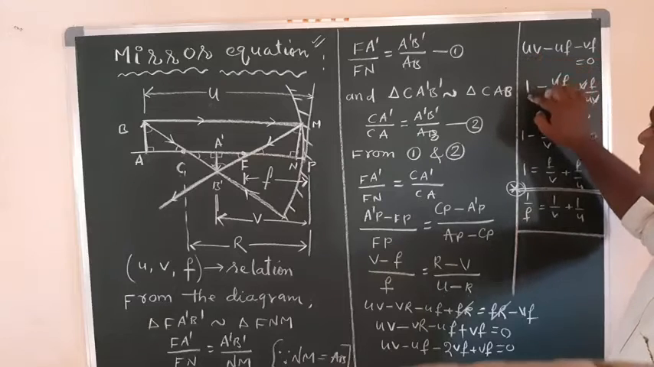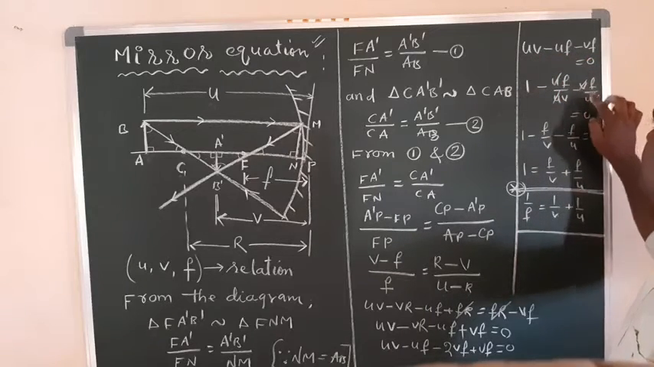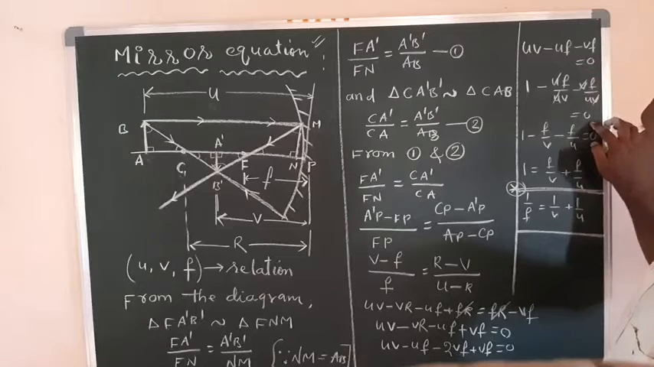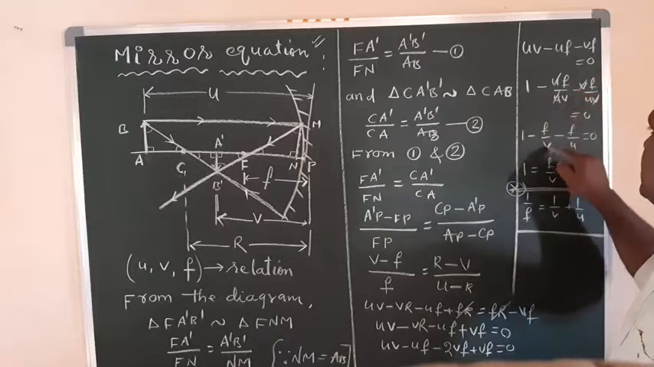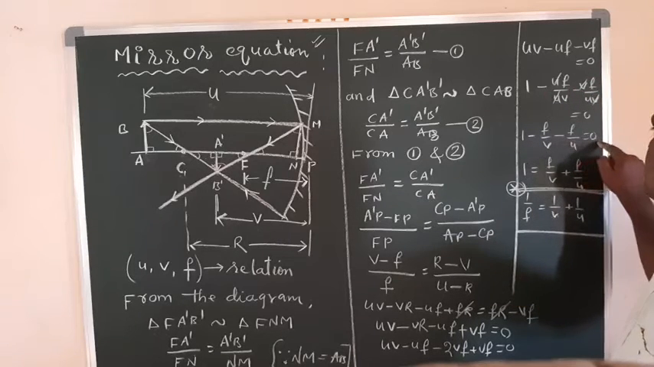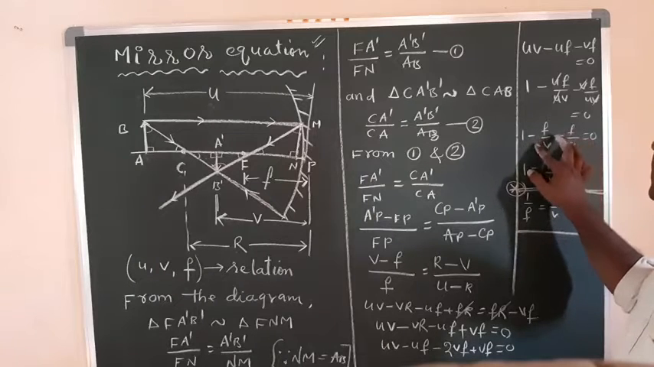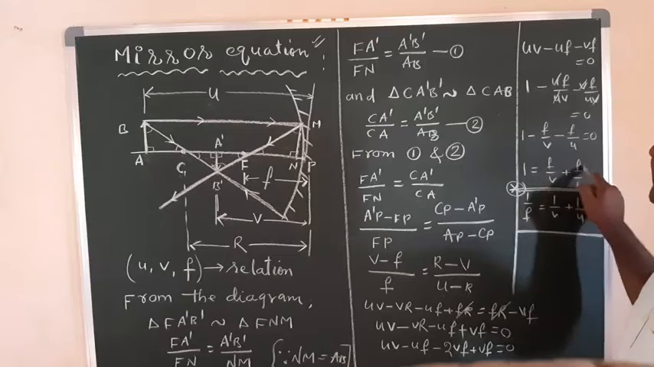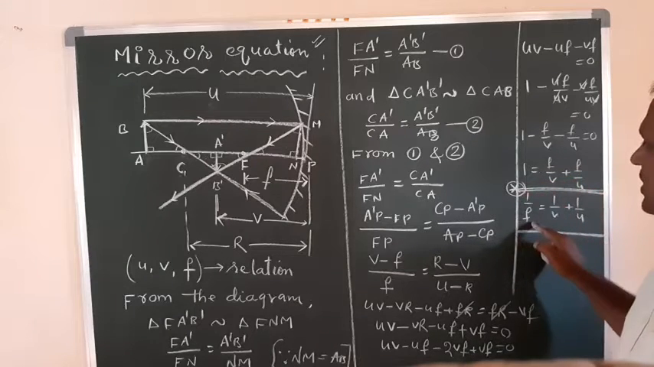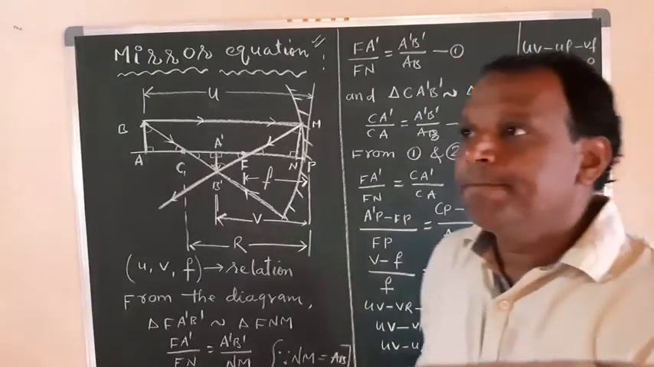So uv by uv1, here uf by uv minus vf by uv is equal to 0. Simplifying, I will get 1 minus f by v minus f by u is equal to 0. Now these two terms I am bringing to the RHS, so this minus will become plus. Here f is common, I am taking it and bringing it to the LHS. It will be 1 by f is equal to 1 by v plus 1 by u.